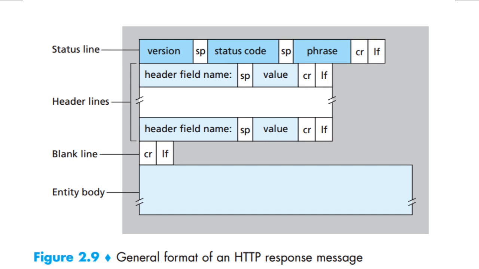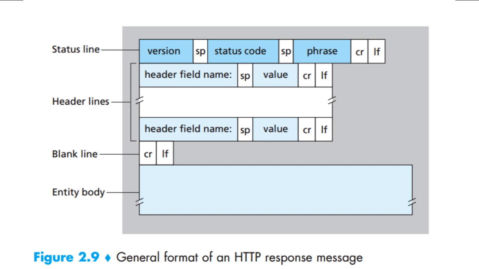Having looked at an example, let us now examine the general format of the response message. The general format of the response message matches the previous example of the response message. The status code and associated phrase indicate the result of the request.